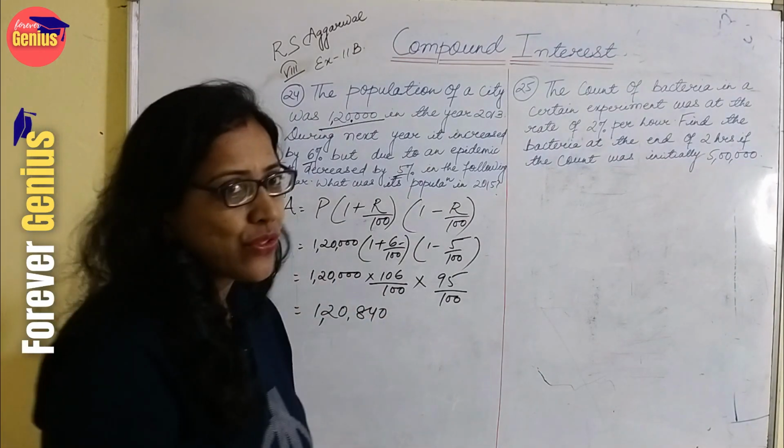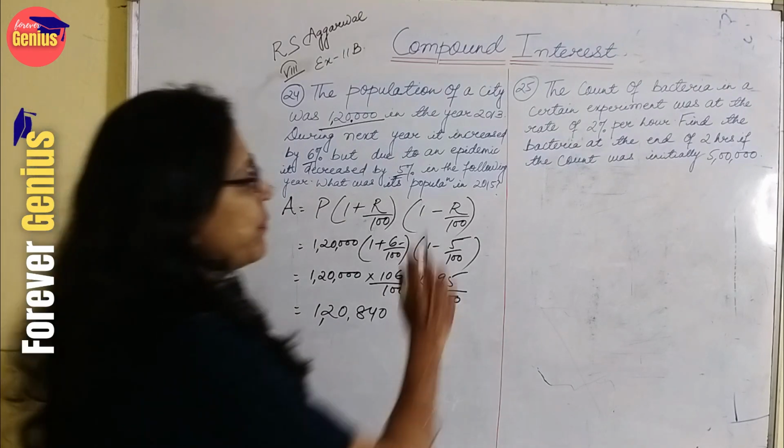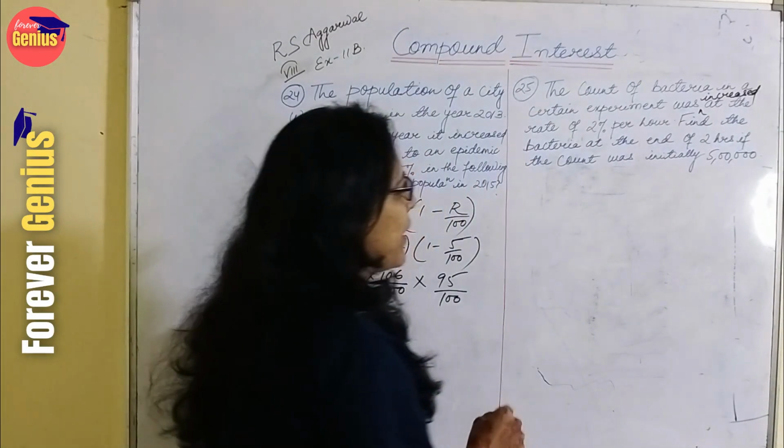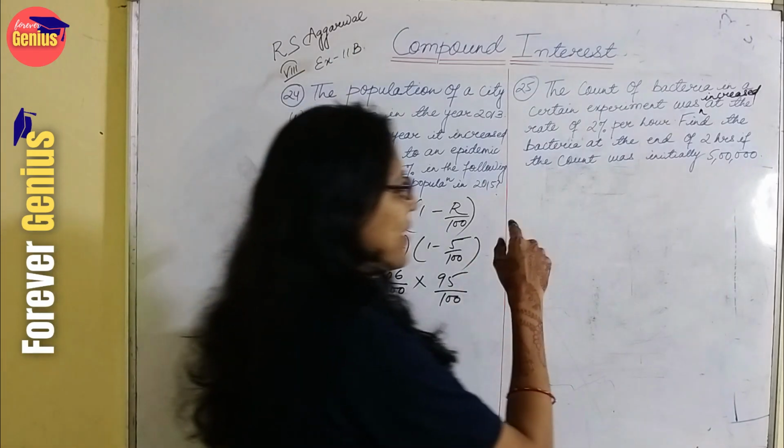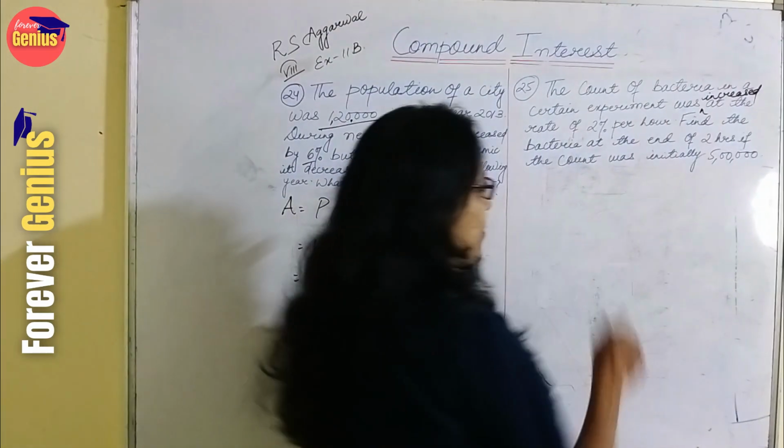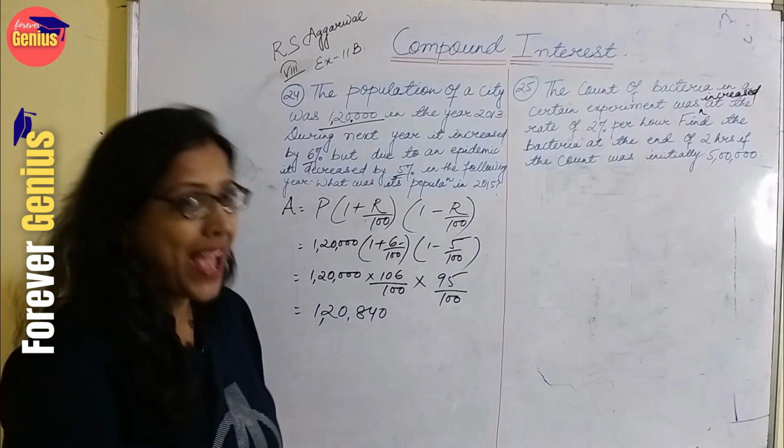Now come to our next question. The count of bacteria in a certain experiment was increased at the rate of 2% per hour. Find the bacteria at the end of 2 hours if the count was initially 5 lakh.